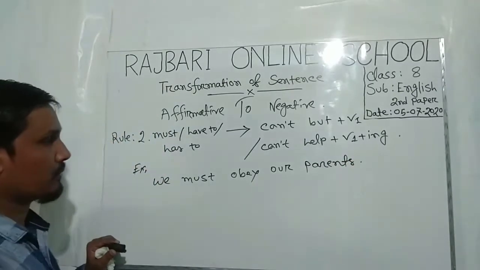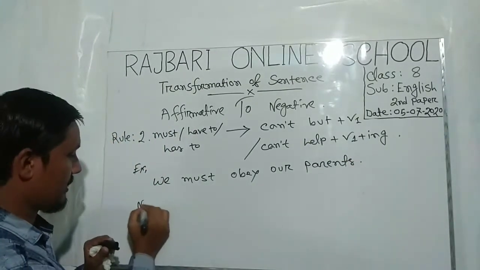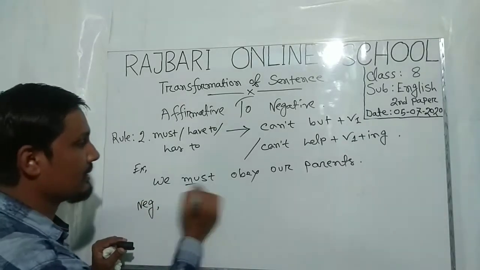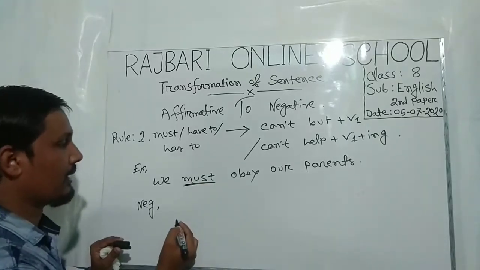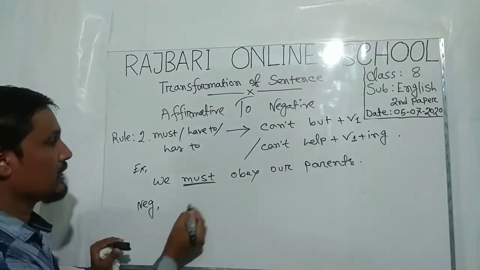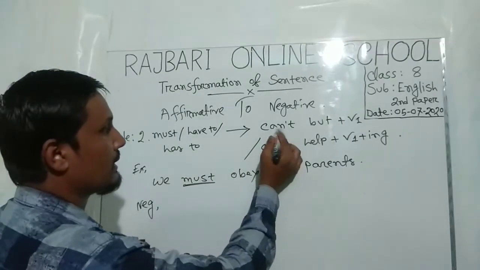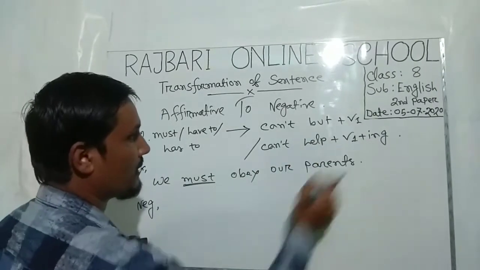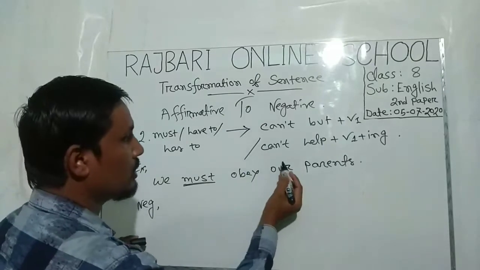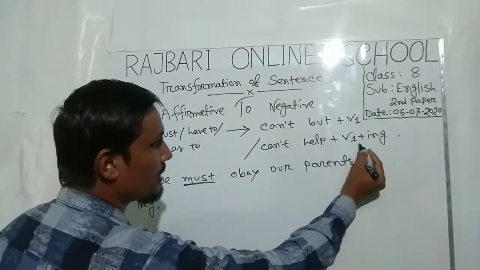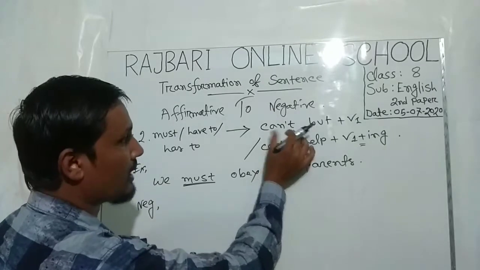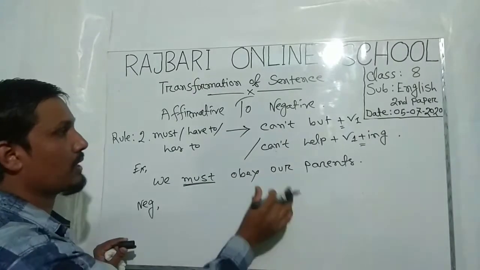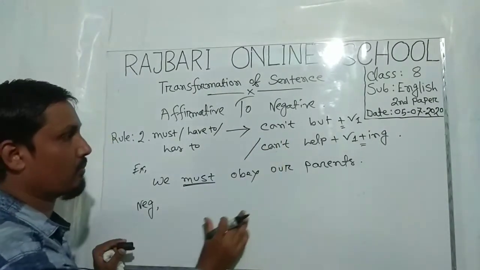Here is an example for you all. Try to understand, my dear student. We must obey our parents. Here you can see the word must, that is a modal auxiliary verb, and you have to change it to can't but plus verb 1 or can't help plus verb 1 plus ing. When you use can't help, that time you have to use verb plus ing. When you use can't but, you use verb 1. This is the same rule, but you have to use one of these two.